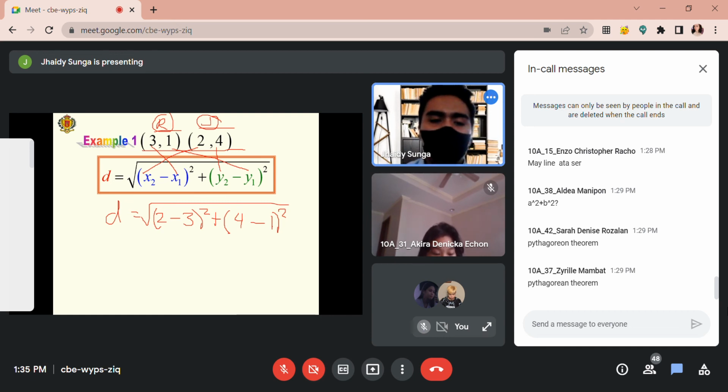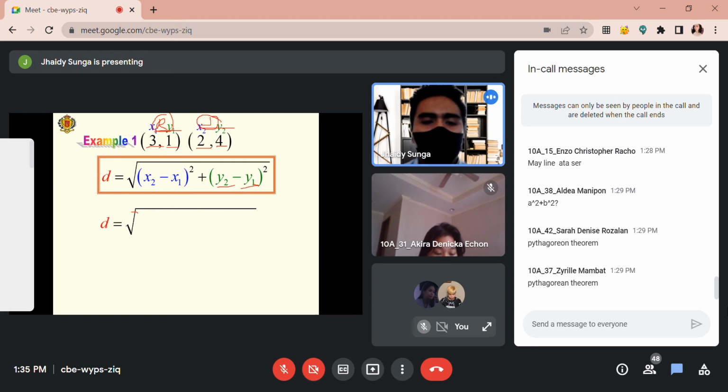In order for us to find the given, always look at what things are needed, which are x sub 2, x sub 1, y sub 2, and y sub 1. After that, we then substitute. After substituting all the given, we then solve. So what are we going to do? This is the x sub 2. What we're going to do here is substitute.